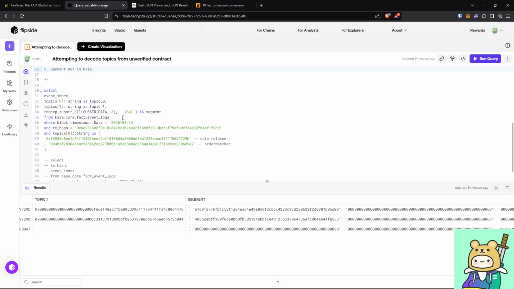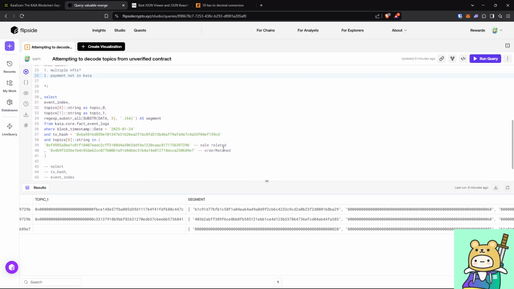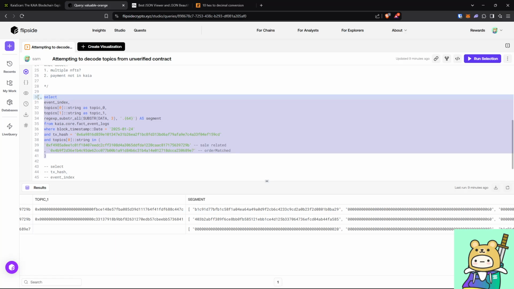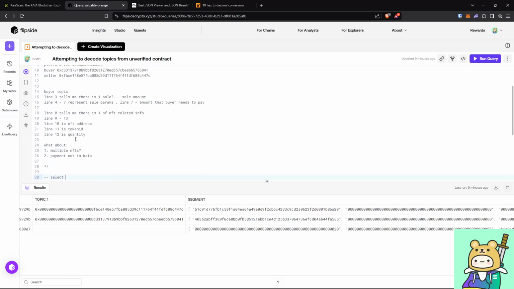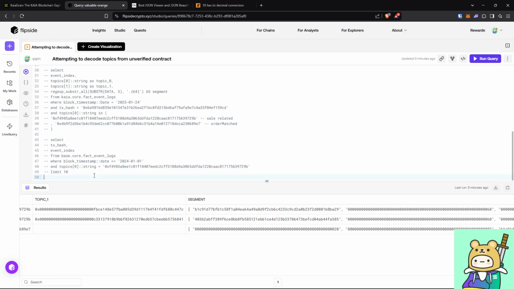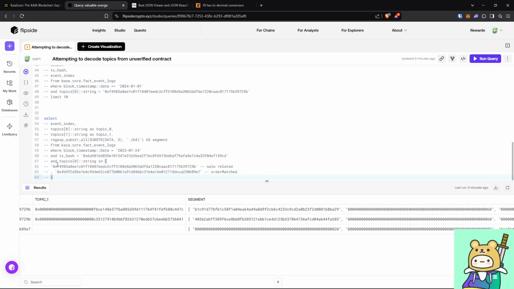So we're looking for some examples where it is not Kaya. And let's see how we can do that. The way you do that is I would find an order match event and join it with token transfers and see if there are token transfers. So what am I doing? Let's first find multiple NFTs, right? So I want my event here.